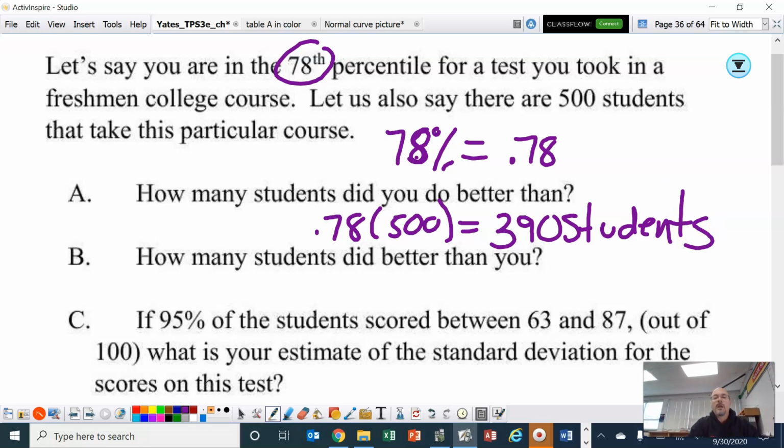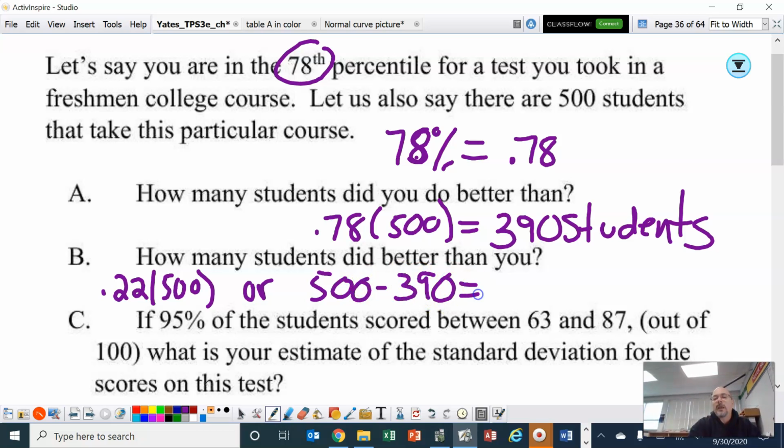Cool. All right, how many students did better than you? Well, there's 2 ways you could approach that. You could either take 0.22, because 22% did better than you, times 500. Or you could simply go 500 minus 390, and I believe that's going to be 110. So you have 2 ways to approach that one. All right. Now, the next one. Again, remember you have the power of pause and rewind if I'm going too fast.